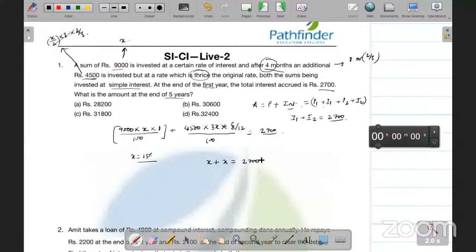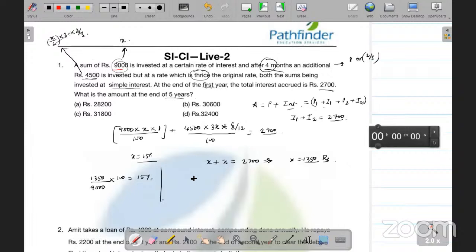So X plus X is 2,700, and what you will get is X is equal to 1,350 rupees. So 1,350 rupees is the interest on 9,000 rupees for 1 year. So that means the rate of interest will be 1,350 upon 9,000. You can solve this orally also. So you get 15% as the answer. Right? Now, what is he asking you? He's asking you what will be the amount at the end of 5 years.